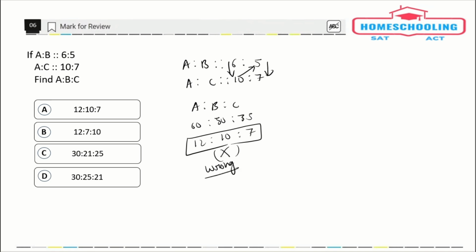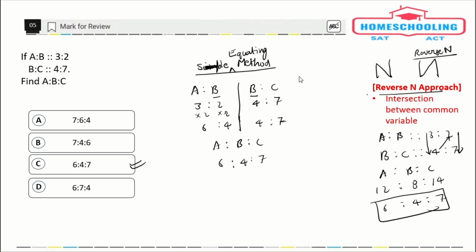Why is it wrong? What I have taught you here is that the intersection in this line should be the intersection between the common variable.